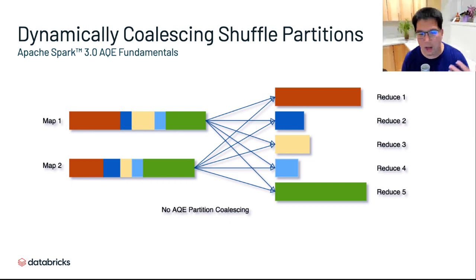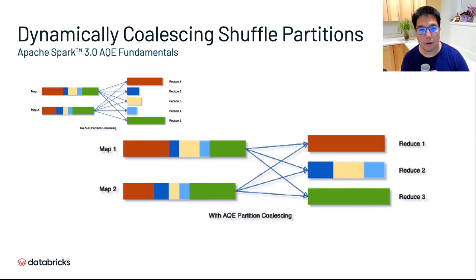So you see with this graph here, reduce 1 and reduce 5 seem to be a good size, but reduce 2, 3, and 4 are really small. So what dynamically coalescing shuffle partitions does is try to find the Goldilocks number here. We need to find the right number of partitions that will stay in memory, not spill to disk, not saturate the network, and not saturate the Spark task scheduler. To find this, we can start with a relatively large number of shuffle partitions and then combine the adjacent small partitions into big partitions at runtime by looking at the shuffle file statistics.